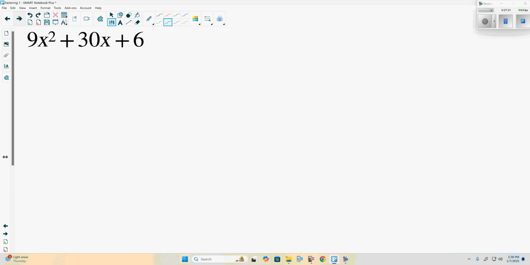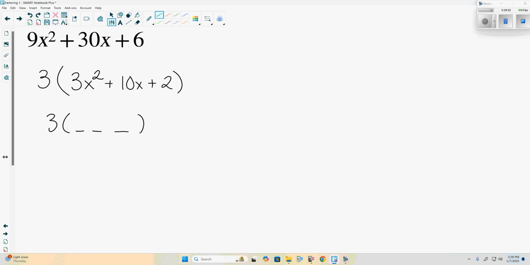9x squared plus 30x plus 6, is there a greatest common factor? Three will go into all 3 terms, because 9 is divisible by 3, and 30 and 6 are all divisible by 3. So if we factor this out, we're left with 3x squared plus 10x plus 2. So we're able to factor the 3 out first, the greatest common factor.